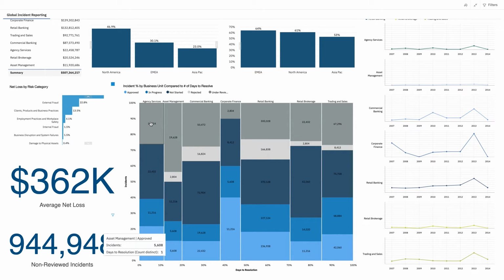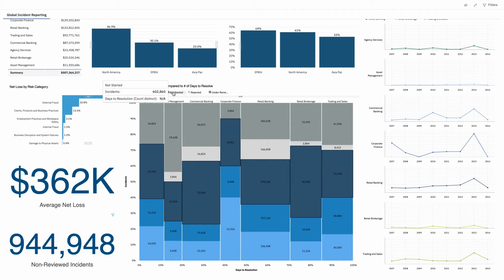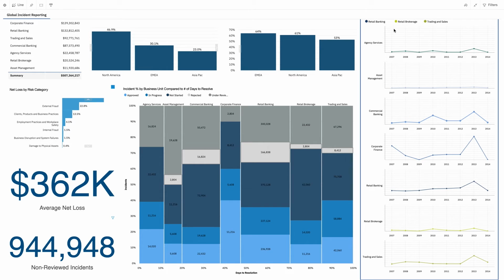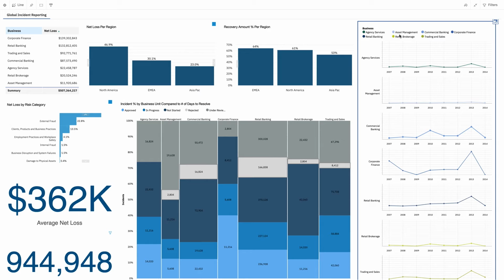Right here you can see that we have the number of incidents per business unit designated by the value labels, along with the color code, which notates the status of the incident as approved, in progress, not started, rejected, or under review. Down the right-hand side of the dashboard, I've built out line charts by business showing net loss by year, which should give us a quick view as to which businesses perhaps have taken on the most financial risk over that 7-year span. What immediately stands out to me is the volatility of the corporate finance line chart, as you can see a massive spike in 2013.